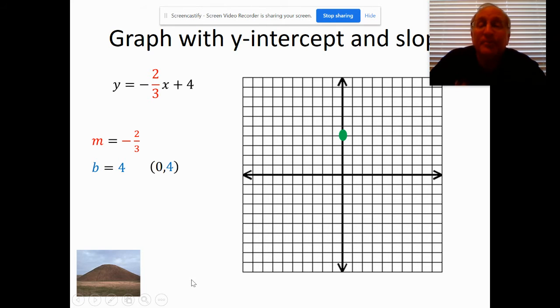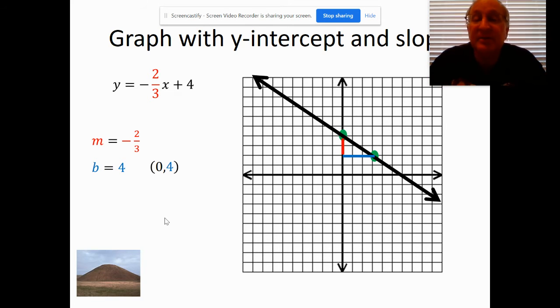So I'm going to go up 4. And then slope is like rise over run. If you always treat the negative with the numerator, and you talk about rise over run, it means you're going to go down 2 and always go right. Over 3, and I put another dot, and basically connect the dots. It's good to always put a few more dots, probably going down 2 over 3 more, to make your line a little better.